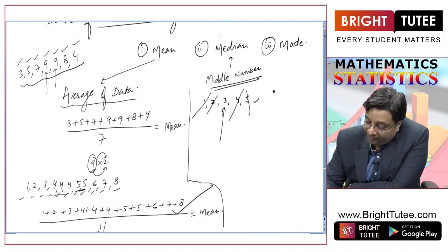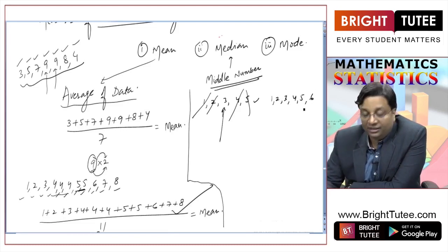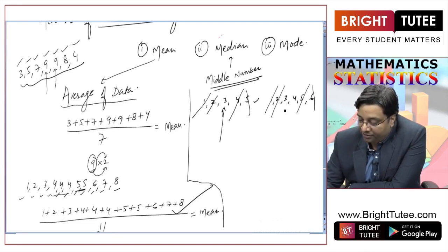But if I have an even number of observations, and I want to find the middle point or midpoint of this data, I write it in ascending order. Now see, when I approach the middle number, I get two numbers in the middle of this data, because the total number of observations was even. To find the median in such cases, I'll take the average of these numbers. So 3 plus 4 by 2 will be the median of this data, that is 3.5.